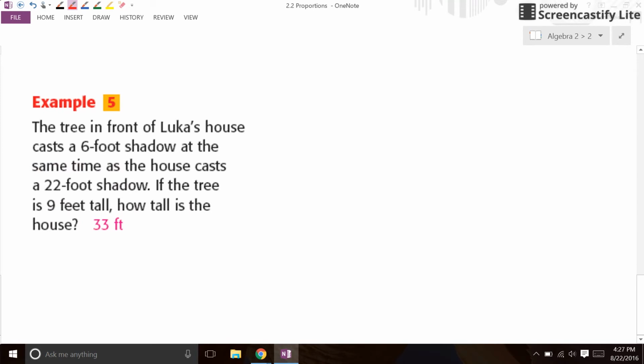All right, last but not least, here's your last one. The tree in front of Luca's house casts a 6-foot shadow. So she has a tree. I mean, she has a house actually, and she has a tree, and that's my tree. And then let's make some shadows. The tree has a 6-foot shadow, and at the same time, the house casts a 22-foot shadow. So 22-foot shadow from the house. Guess that was the house. And if the tree is 9 feet tall, how high is the house?